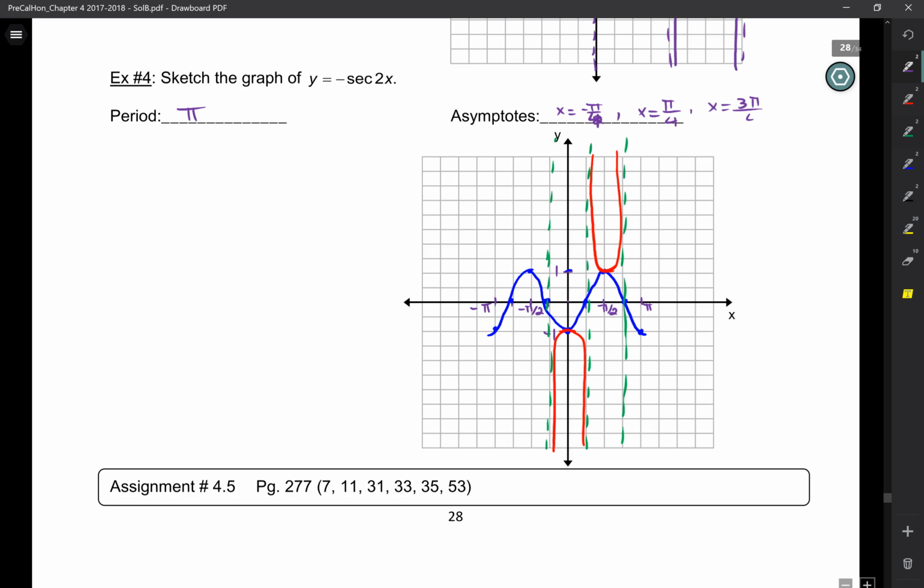You need to write all the asymptotes. You need to write those 3.